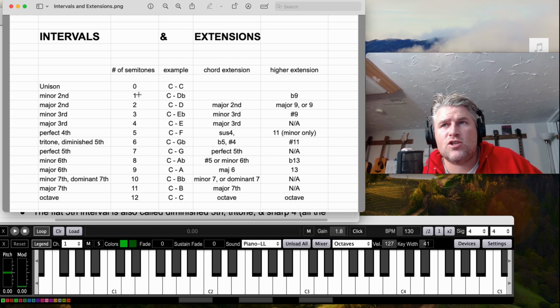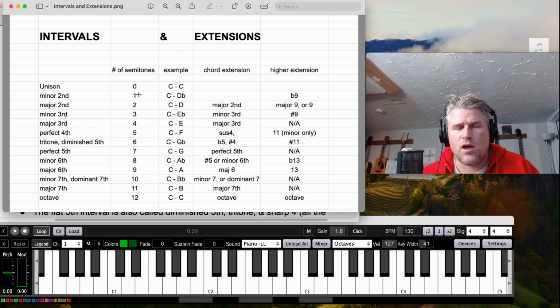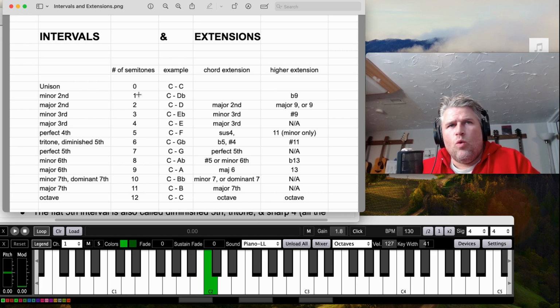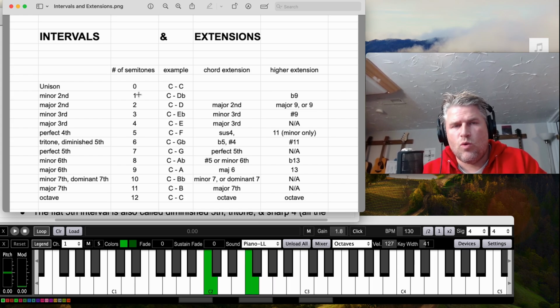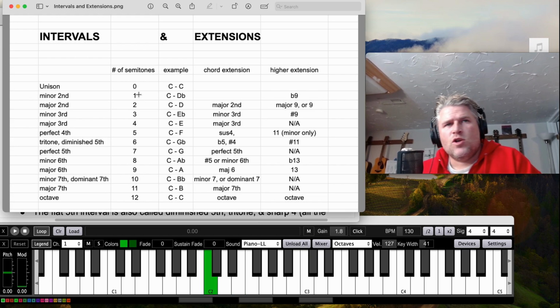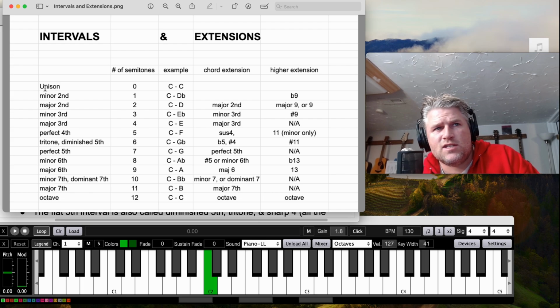You can download this sheet, and I'm going to quickly go through the names of these intervals. We have to have a reference point if we're doing an interval. An interval means you have something to compare it to. So what is the distance from this note to this note is what an interval means. And there's 12 different possibilities. So we're going to use C as our starting point. The idea of unison means it's the same note, so it's 0 semitones away.